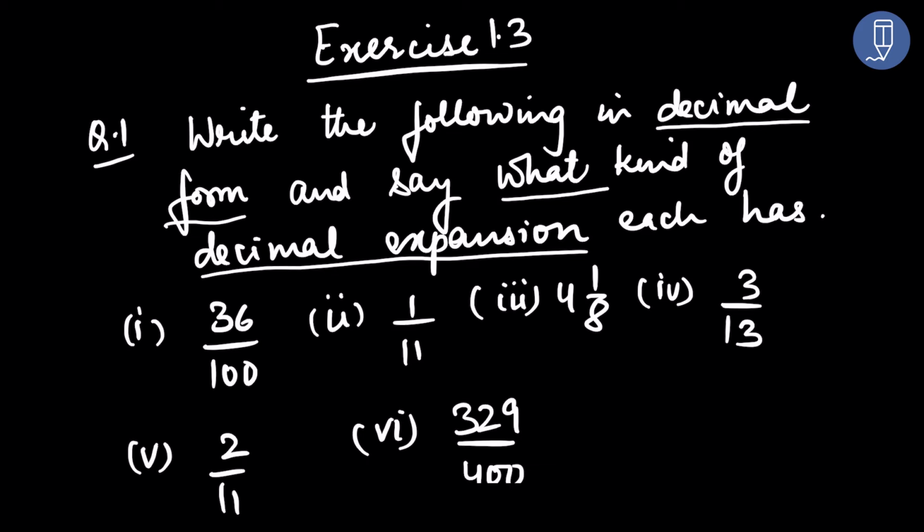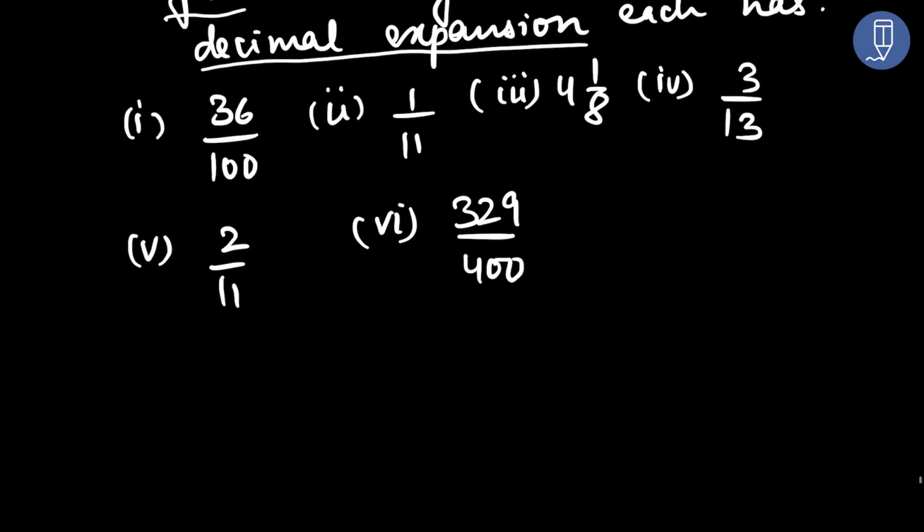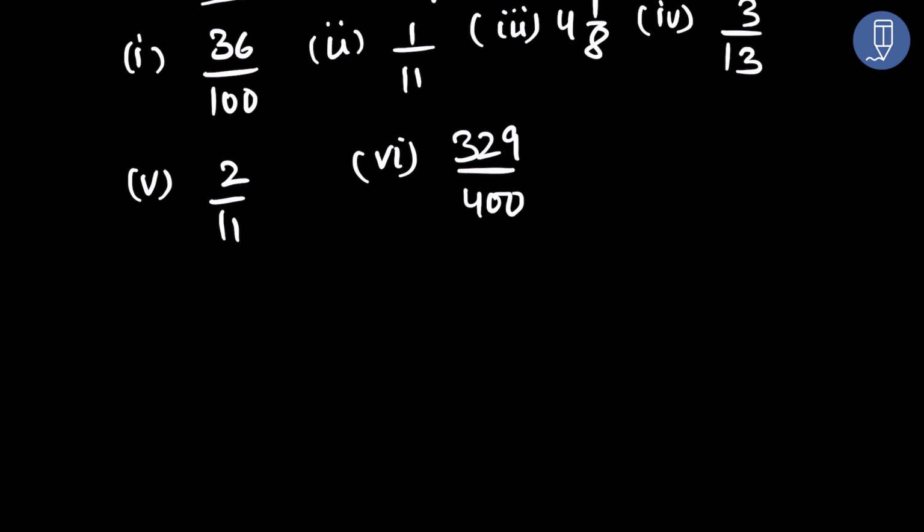That means first you convert it into a decimal form and then write down what type of decimal expansion it is. Is it terminating or non-terminating, or is it repeating, non-repeating? Of course, it is going to be repeating because these are rational numbers. Let's begin. So the first one is 36 upon 100.